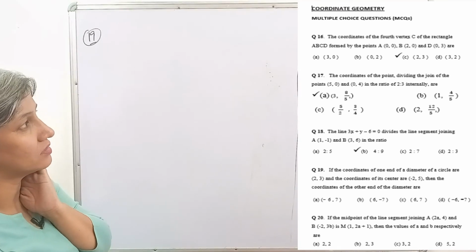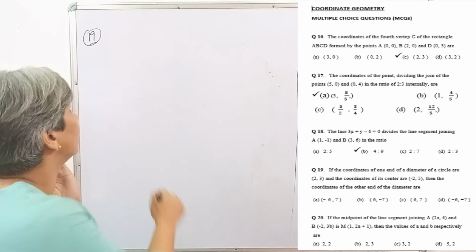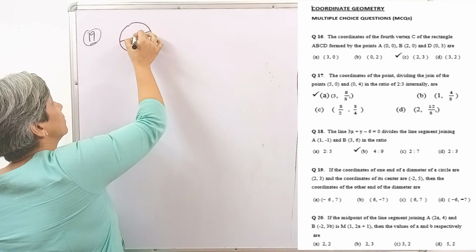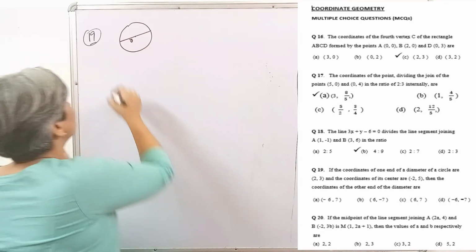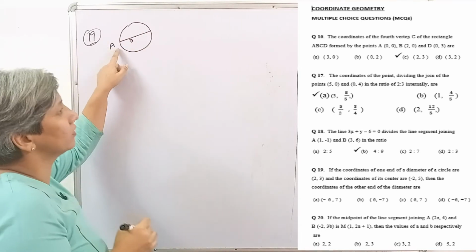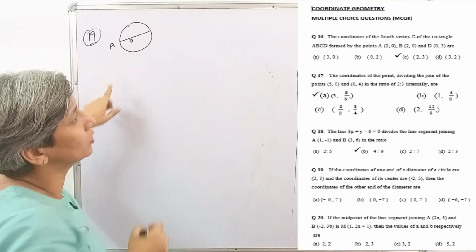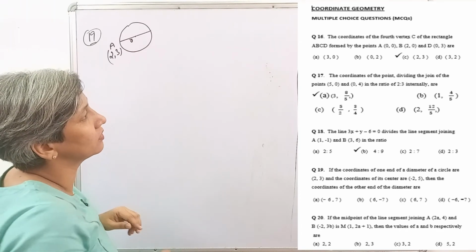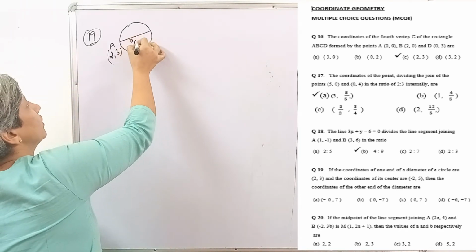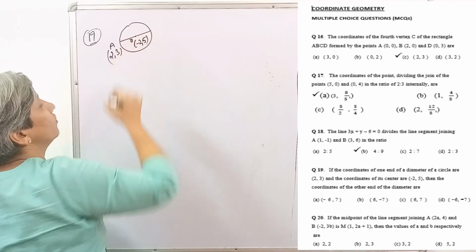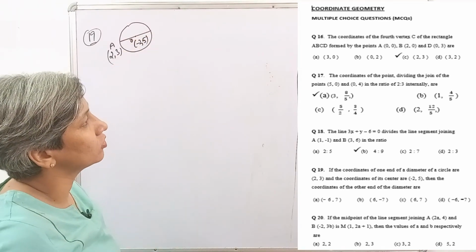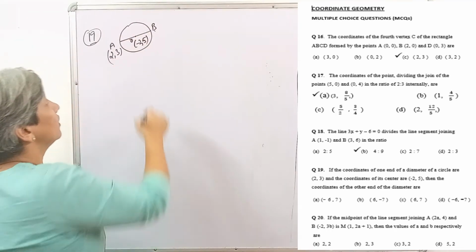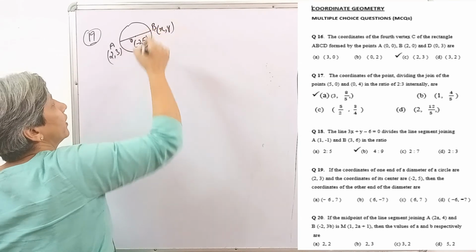And the coordinates of its center are -2, 5. Okay, this is a circle and there's a diameter which obviously passes through its center. So one end of this diameter is A, which is given as 2, 3, and the coordinates of its center are -2, 5. This is also given, -2, 5. Then the coordinates of the other end of the diameter, B, we have to find, say it be x, y.